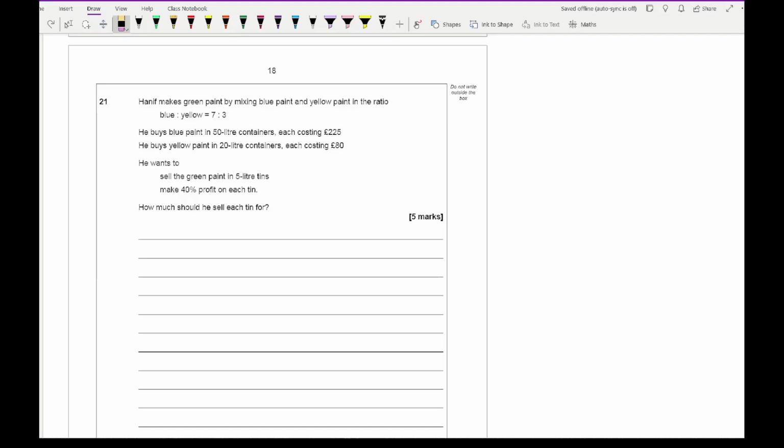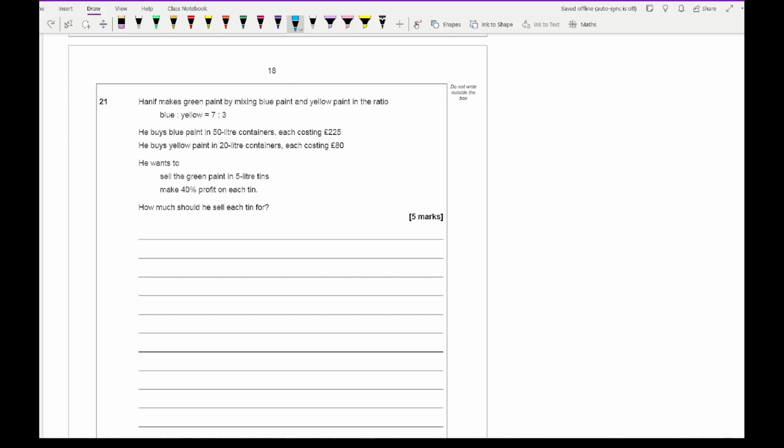So question 21 says Hanif wants to make green paint by mixing blue paint with yellow paint in the ratio blue to yellow as 7:3. He buys blue paint in 50 litre containers, each costing £225, and he buys yellow paint in 20 litre containers, each costing £80. He wants to sell the green paint in 5 litre tins and make a 40% profit in each tin. How much should he sell each tin for? So now there's no indication in terms of this question how much of the green paint he wants to make, so let's just go for the fact that he's just buying what is stated in the question.